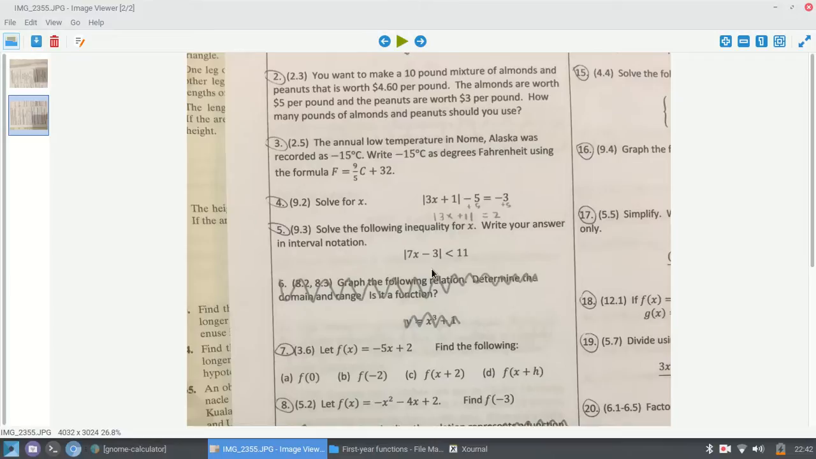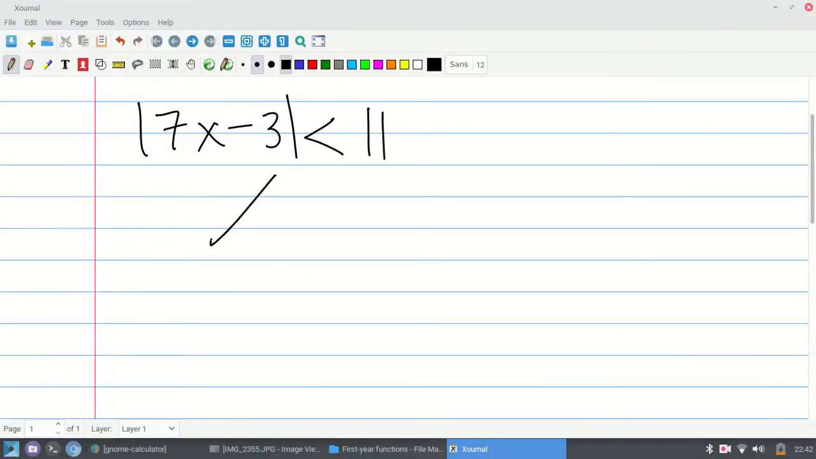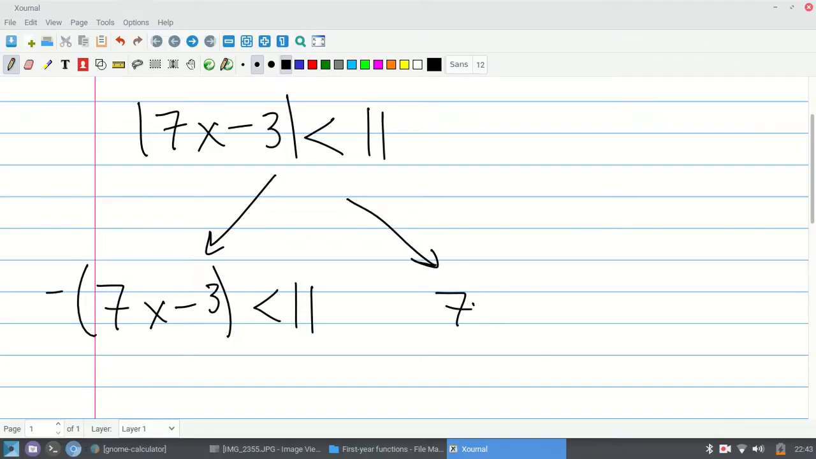Okay. So, what's up next? Now we have to solve the inequality, and it also has an absolute value sign. Remember that. The inequality says write your answer in interval notation. So let's do that. I think it said 7x minus 3, less than 11. Now, again, there are two situations. One where the input itself inside the absolute value is negative, so I've got to account for that. And then the other one where it's positive, so I literally just pull it out.